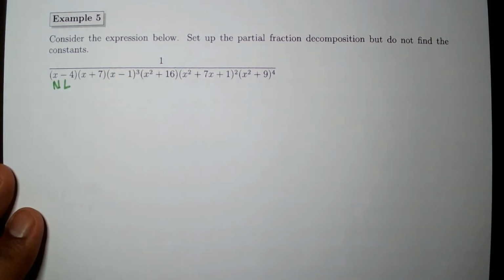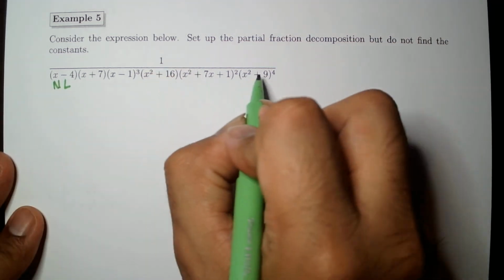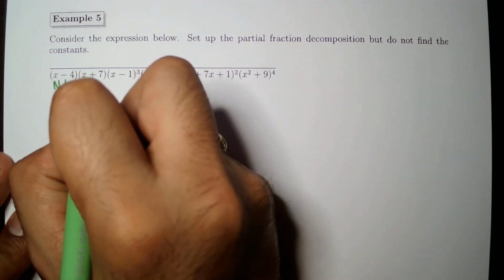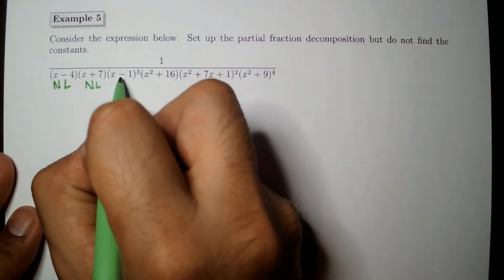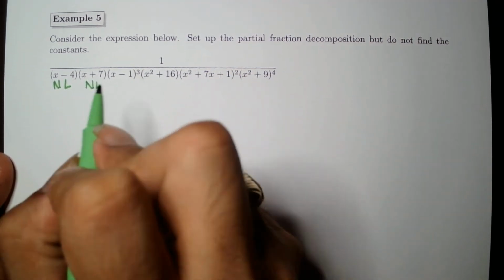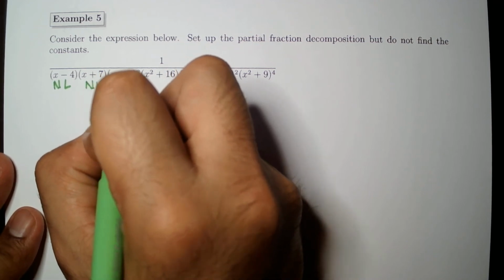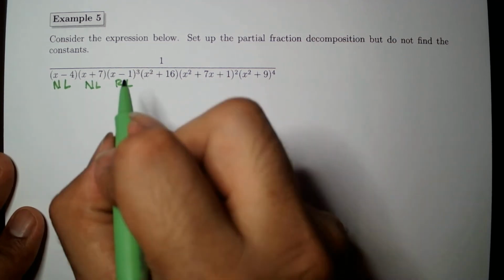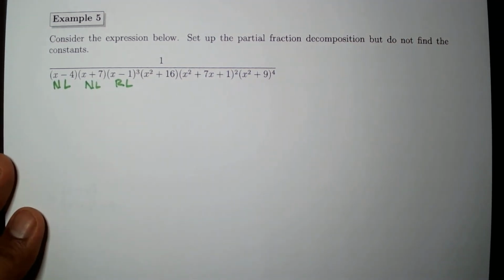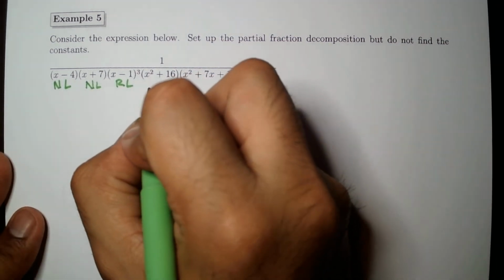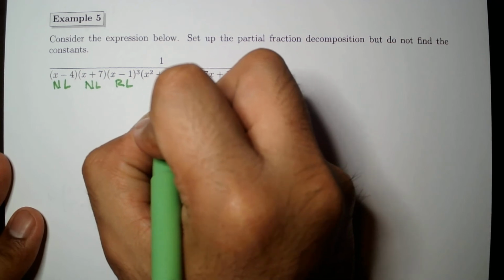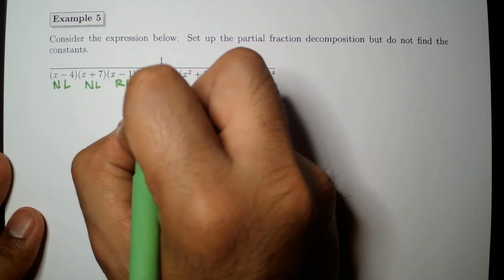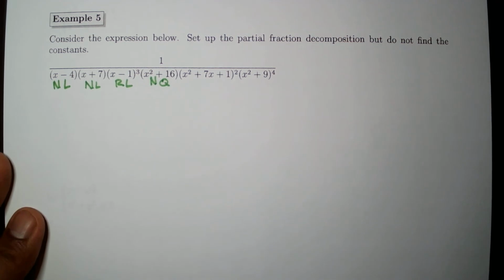So this is non-repeated linear. I'm going to use NL for non-repeated linear. And then x plus 7, we don't see another x plus 7, so that's non-repeated linear. And x minus 1 cubed, well, that's repeated 3 times, so that's a repeated linear. And then x squared plus 16, that's not factorable over the real numbers. So this is a quadratic, in this case non-repeated quadratic irreducible.